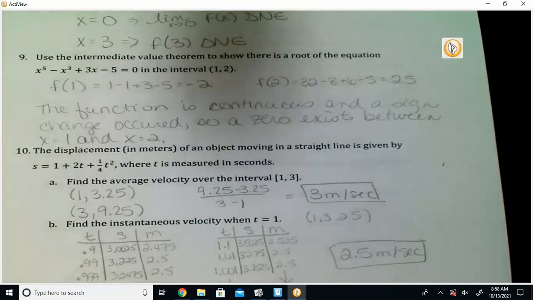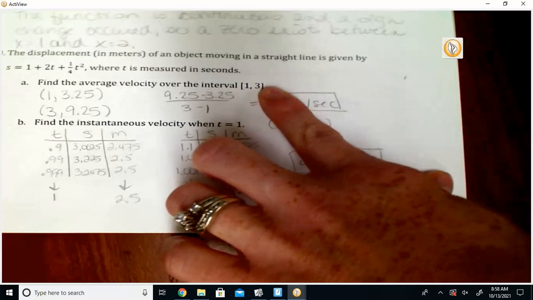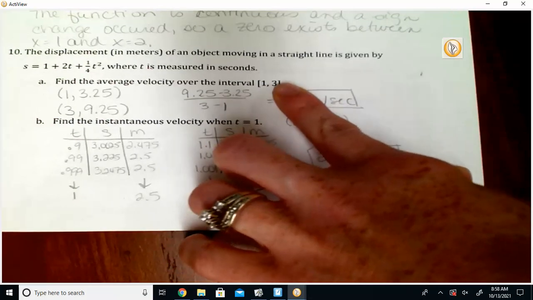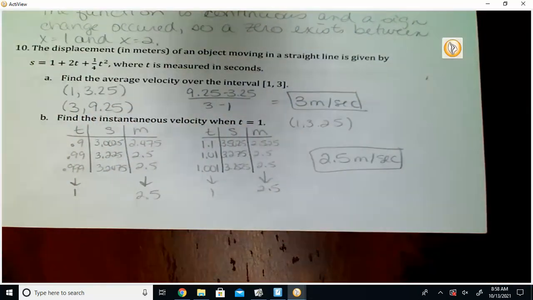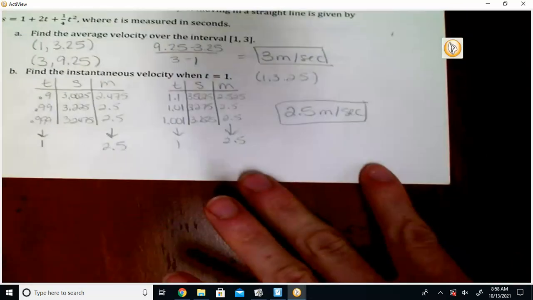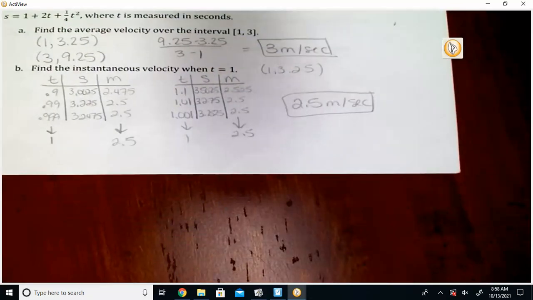Number 9, intermediate value theorem. You have to tell me it's continuous, and then you plug in your 2 points. The sign changes, so there's a 0 between them. Number 10, average velocity is slope. So we need 2 ordered pairs. Those are your 2 x's, so you plug them in, get your y's, do the slope between them, and you get 3. Instantaneous, that's when you have to do the table. So from each side, above and below, and you get 2.5.